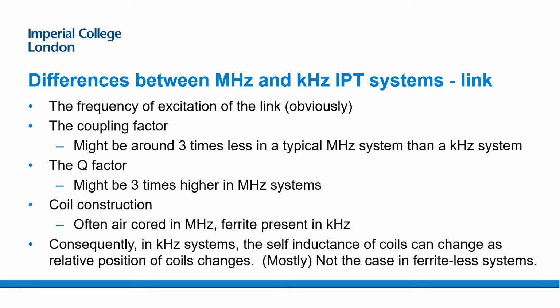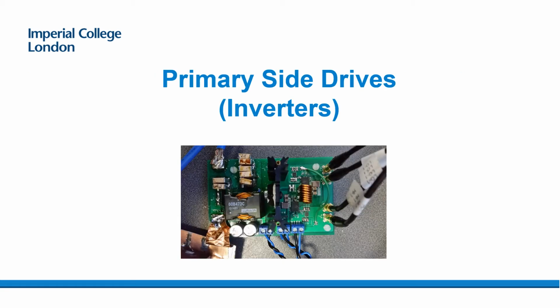In other words, if I'm interested in the product K squared Q1 Q2, and I know that going to higher distances is going to reduce my K, I can compensate by having higher Q factors. And I can achieve those higher Q factors by going to higher frequency. It means that I'll also end up with an air-cooled system, so the systems tend to be very light.